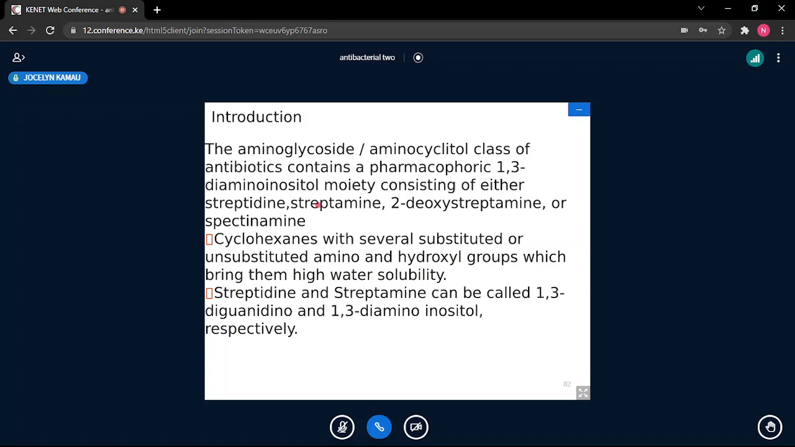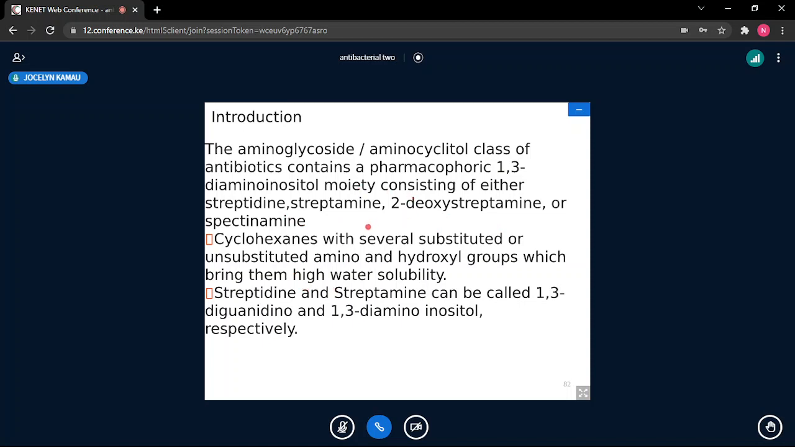You can see we are saying some of them contain 1,3-diamino, meaning at position number 1 and position number 3 of the inositol, which is a cyclic hexane, you have an amino group at position 1 and an amino group at position 3. That is one type, and then we have another one which we are going to look at. So the pharmacophoric 1,3-diamino moiety consists of either streptidine, streptamine, 2-deoxystreptamine, or spectinamine. We are going to look at them in a minute.